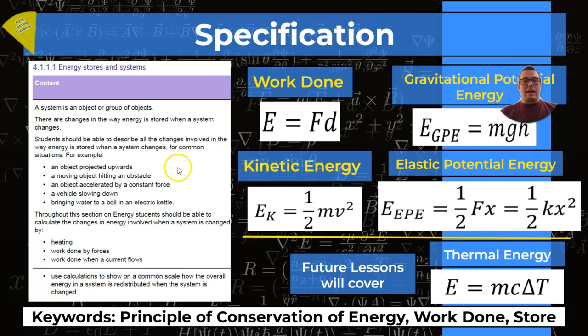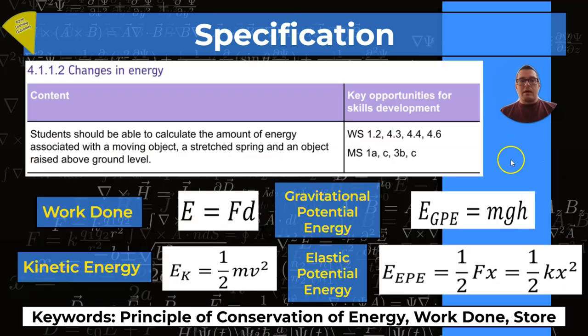The specification outlines some clear examples of scenarios you should be able to explain and describe, particularly an object projected upwards, an object hitting an obstacle, an object being accelerated by a constant force, a vehicle slowing down, or bringing water to boil. Those are the main examples. We'll break down the rest as we go in.